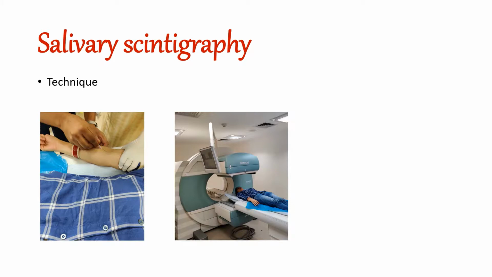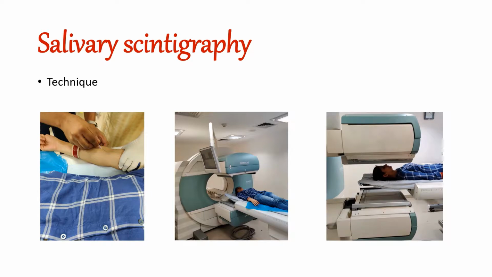The detectors of the gamma camera capture the emitted radiation from the salivary glands and the images are recorded every 30 seconds. After 15 minutes, lemon juice is given orally which will stimulate rapid secretion of the isotope from the salivary glands and images are recorded for another 5 minutes. A total of 30 images are recorded over 20 minutes.